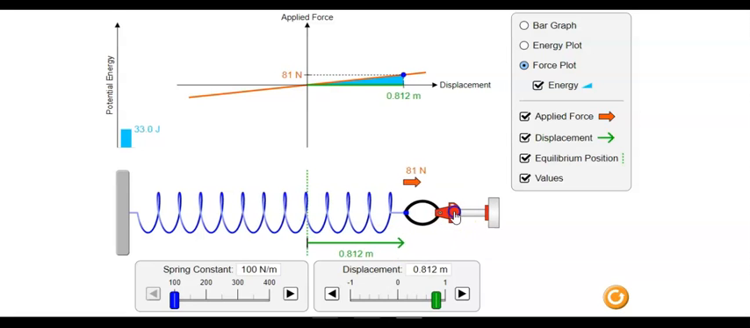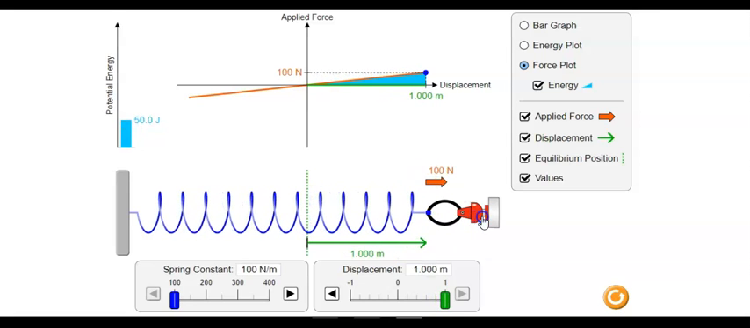So when I extend this fully to 1 meter displacement, you can see that 1 meter is marked here on the x-axis for displacement. You can see that the applied force is 100 newtons, matching the scale here below, and also matching the applied force vector here. And then you can see that this blue area is matched by this blue bar graph at 50 joules.